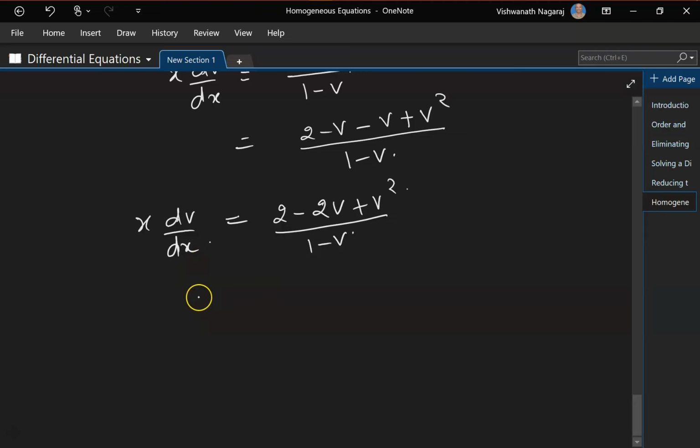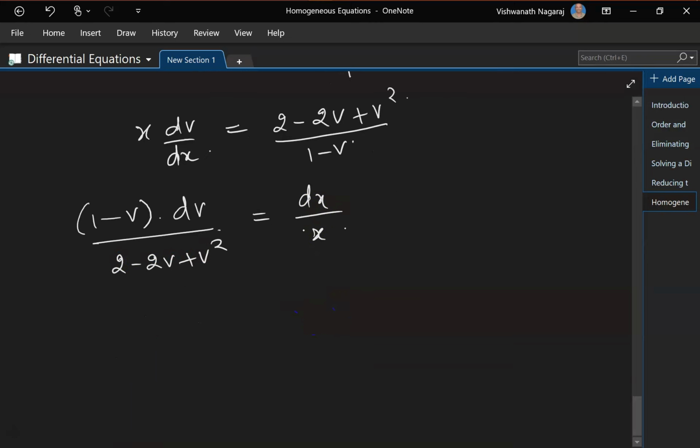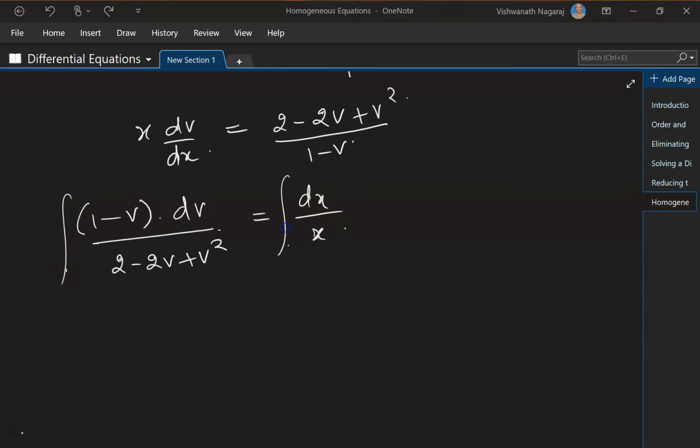So we bring dv, 1 minus v divided by 2 minus 2v plus v square is equal to dx by x. So here we have all v, here we have all x. Now let's integrate. Now if you look at this, if we differentiate this, what do we get?